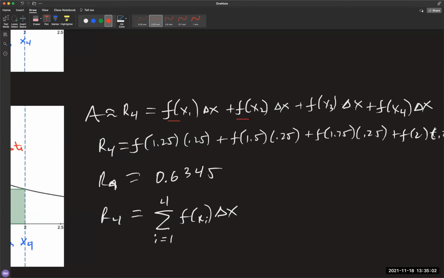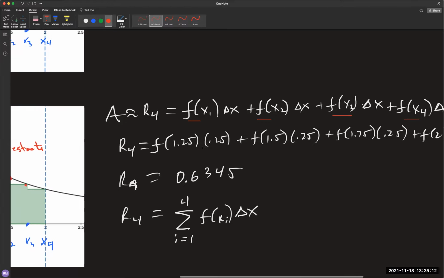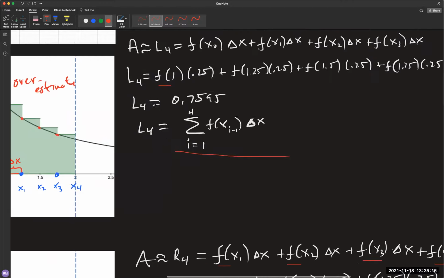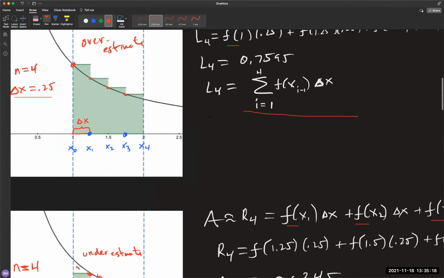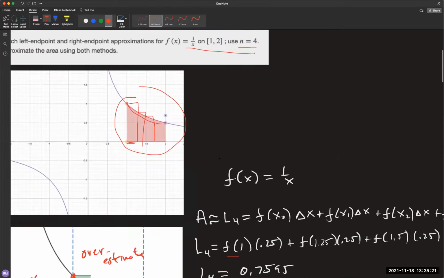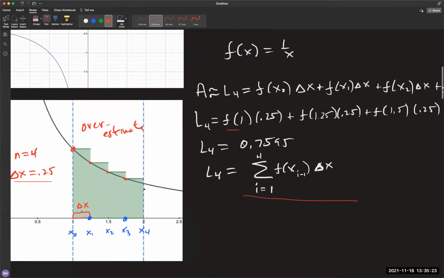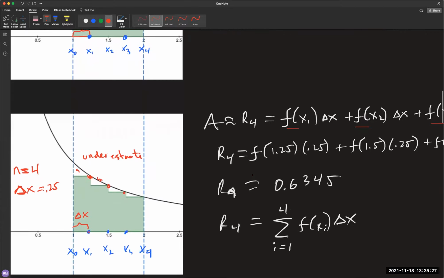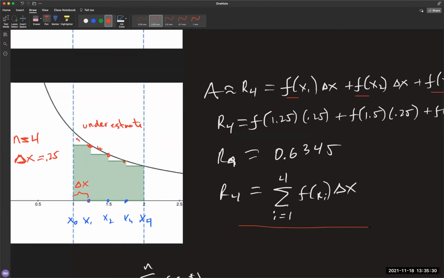Find the height of those right rectangles, the right endpoints. That's where you're substituting into the function 1 over x. You would get those values multiplied by 0.25, and then you get this, which is smaller than this one because, yes, it's an underestimate, and this is an overestimate. Now, those would be our estimates for the area. Some people may find the average of the two, and that's a better estimate, which is possible. Again, here's the formula we're using, the sum of the function times the width from 1 to 4.